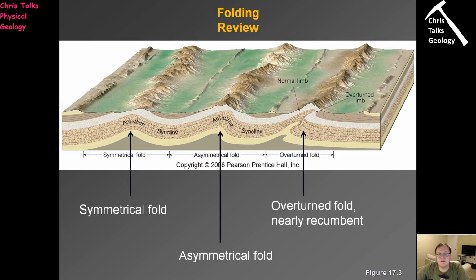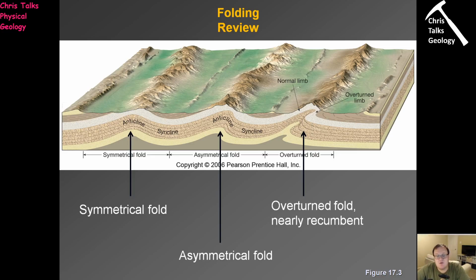So the final diagram here is just a quick folding review, just to make sure we remember our 4 different types of fold. We have symmetrical folds, where the limbs are the same length and the same angle, so the fold is symmetrical. We have an asymmetrical fold. The fold's limbs are different lengths and different angles. We have an overturned fold, or an overfold, where essentially one of the limbs is vertical. And of course then we have a recumbent fold, which is when the fold is completely on its side.